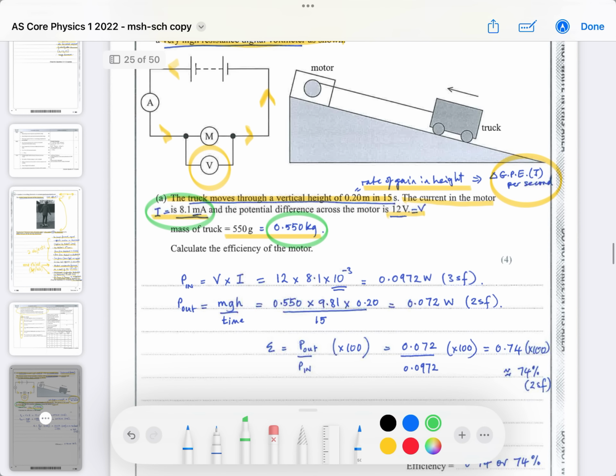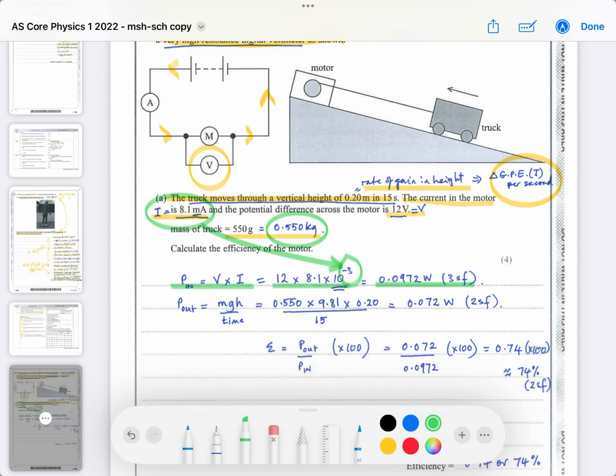So calculate the efficiency of the motor. Well, the power in the motor is voltage times current. Change the current with 10 to the minus 3; that is the important bit. And you get the power input to the motor as 0.0972 watts to 3 significant figures. You don't need to put more than 3 significant figures, even in an interim calculation.